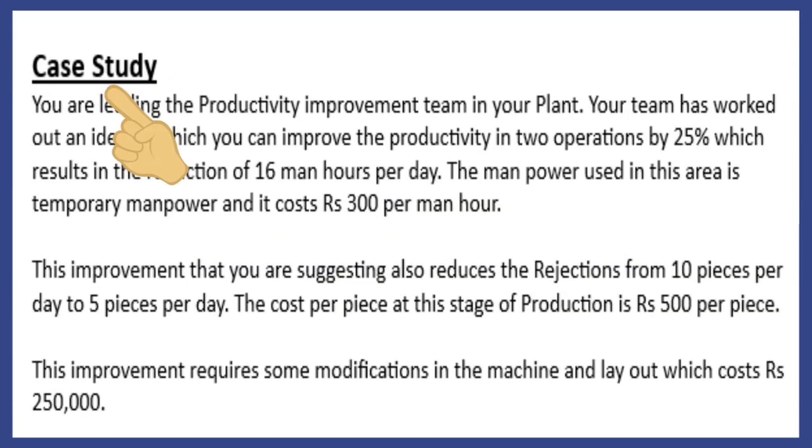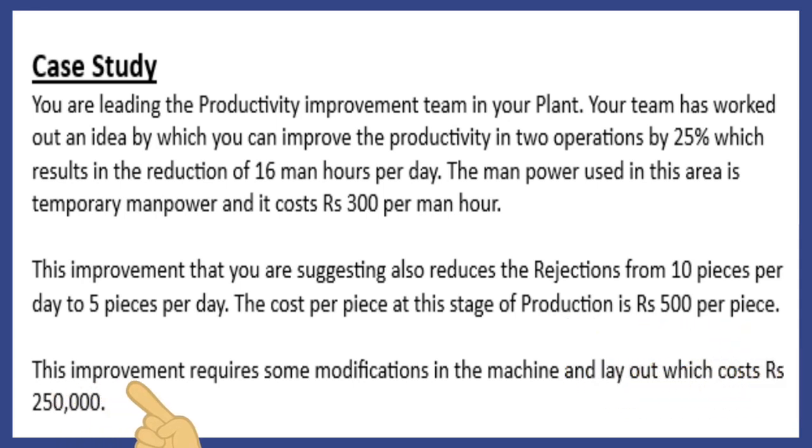Case study. You are leading the productivity improvement team in your plant. Your team has worked out an idea by which you can improve the productivity in 2 operations by 25%, which results in the reduction of 16 man-hours per day. The manpower used in this area is temporary manpower, and it costs rupees 300 per man-hour. This improvement that you are suggesting also reduces the rejections from 10 pieces per day to 5 pieces per day. The cost per piece at this stage of production is rupees 500 per piece.